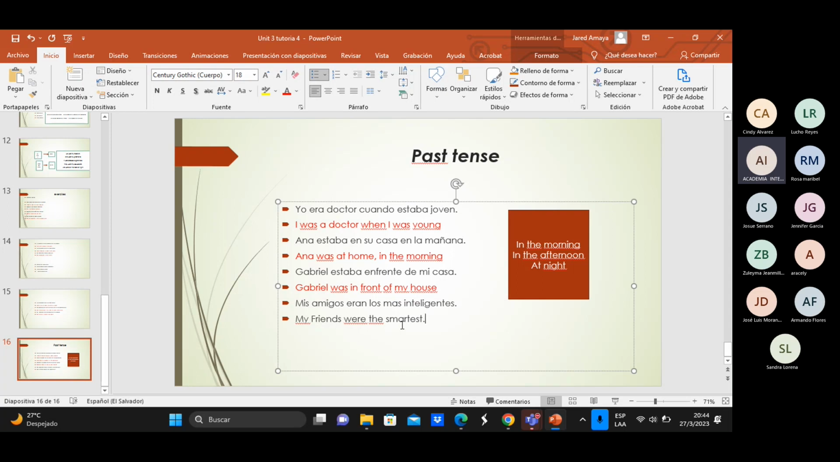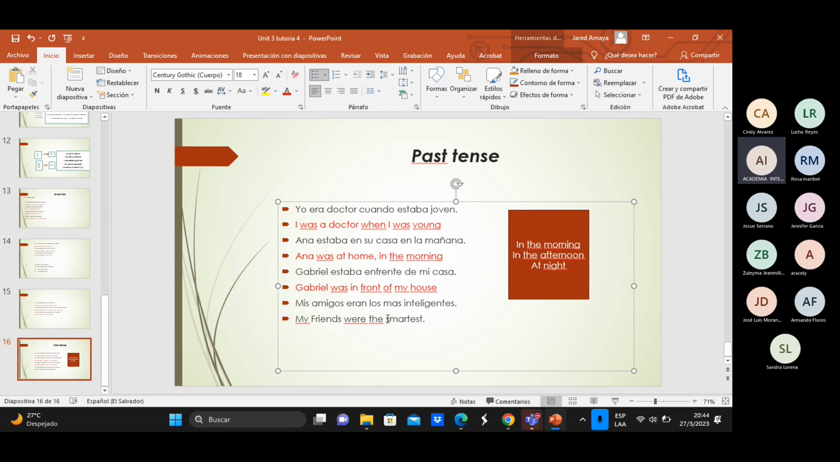My friends were the smartest one. We can say. Fueron los más inteligentes o solo así. My friends were the smartest. Fueron los más inteligentes. ¿Por qué? Es un tema muy distinto. Es sobre los comparativos y los superlativos.